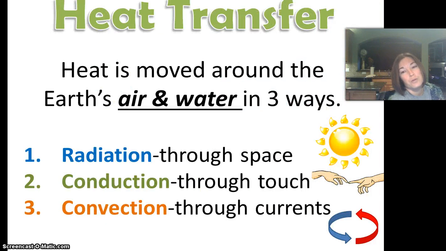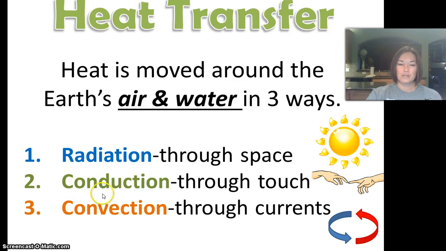But first, let's review the three different ways that heat is transferred from one object to another. The first way is through radiation, and radiation is the transfer of heat through space. And so that is the way the heat from the sun travels to the Earth. It travels through space, it radiates through space, and eventually strikes the Earth's surface.